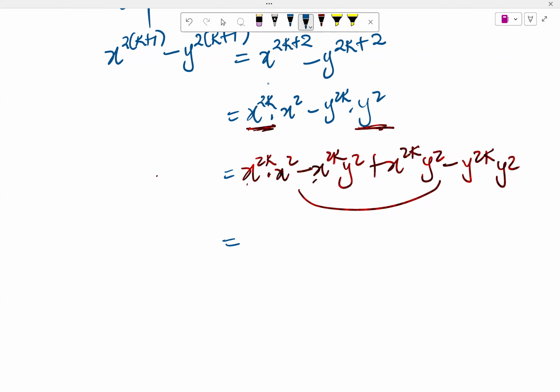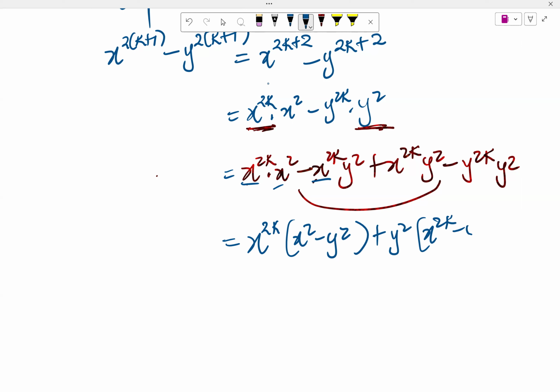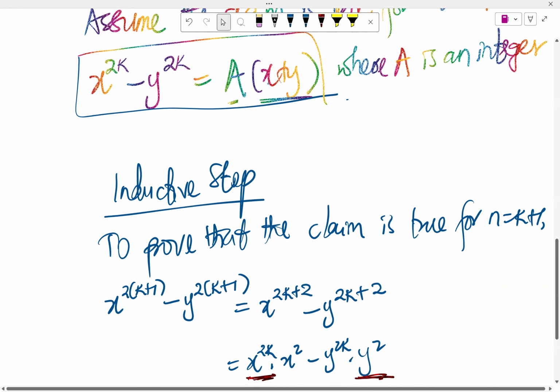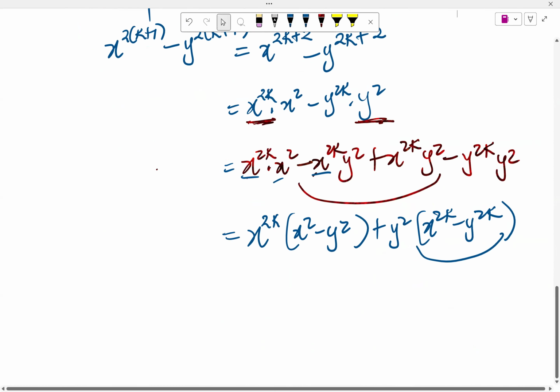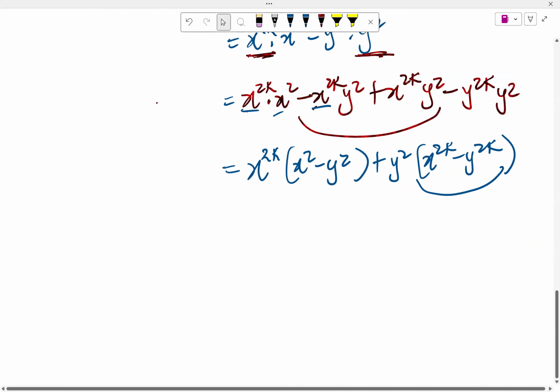So here now we can take out x raised power 2k into x squared minus y squared. X raised power 2k is out now. You have x squared minus y squared in brackets. And here, what is common is y squared. So you have y squared into x raised power 2k minus y raised power 2k. Interestingly, this looks like something you have seen before. It looks like what you have at the inductive step, which is actually this a into x plus y, right? That is looking interesting already.